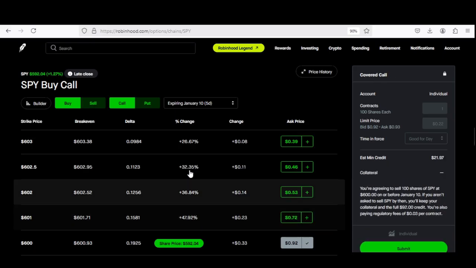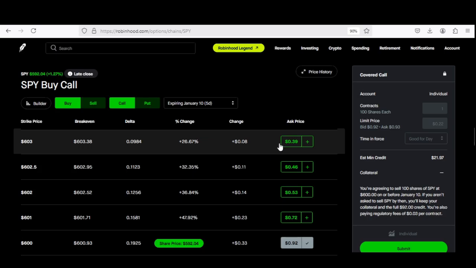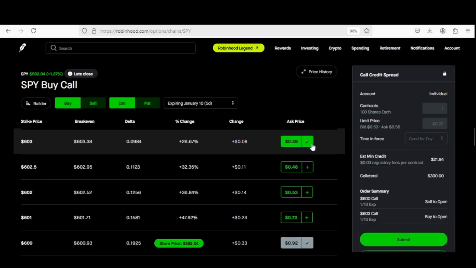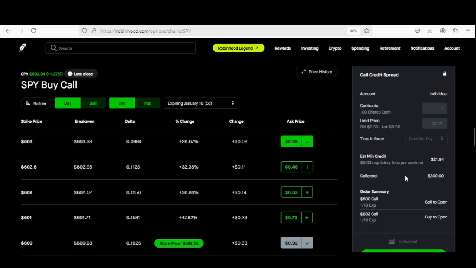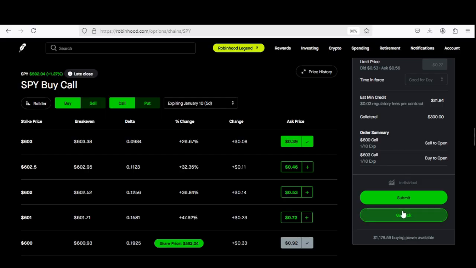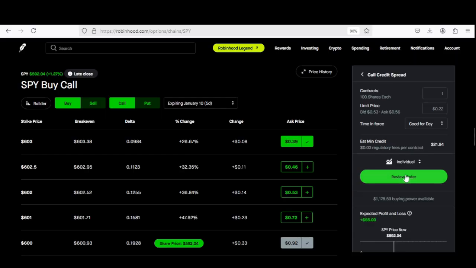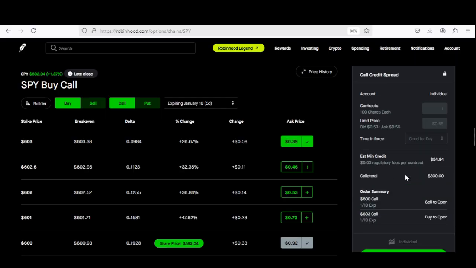And now we're going to go to the 603. We're going to go back in order for Robinhood to refresh our premium. And then voila, there you have it. So now our new premium is going to be around $55. However, our collateral has increased. Now, although your collateral has increased, your risk has decreased, and I will get to that right now.